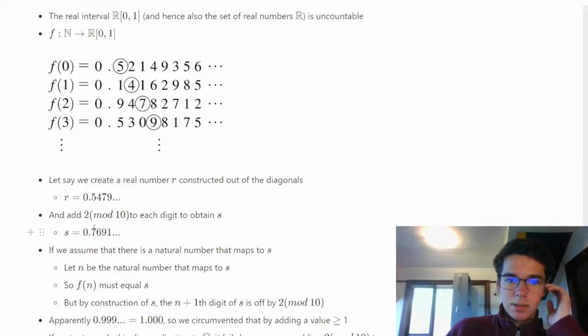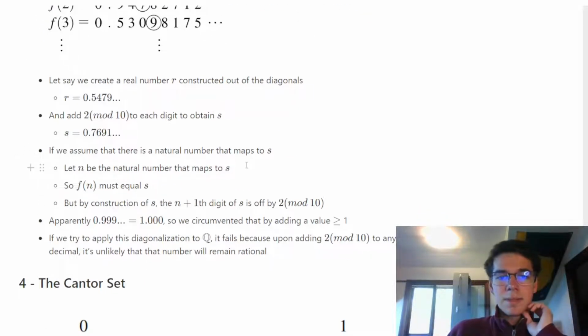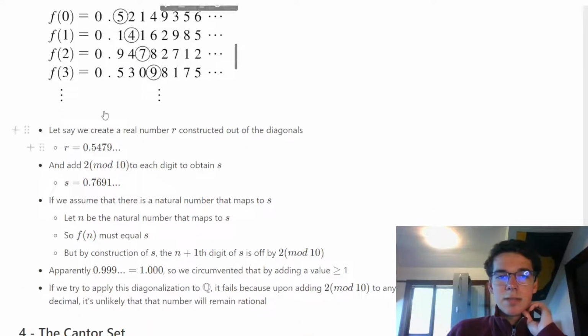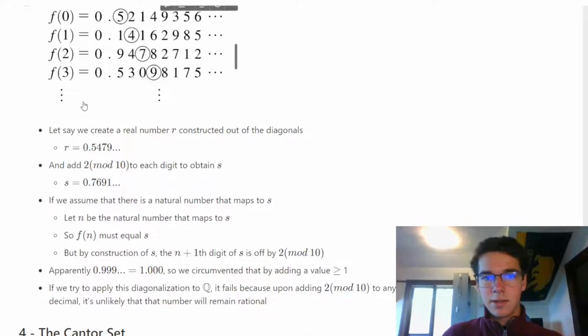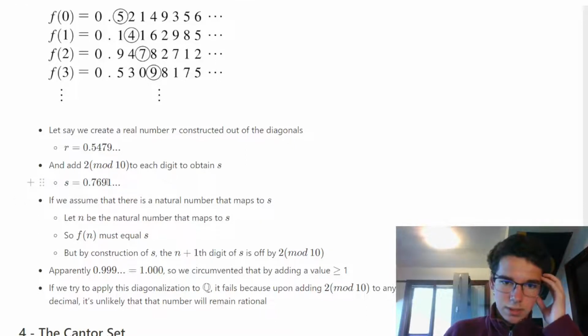We're basically just going to do that. And then if we assume that there is a natural number that maps to S, let's say that natural number is n. It's somewhere down here, and that number maps to this value right here.